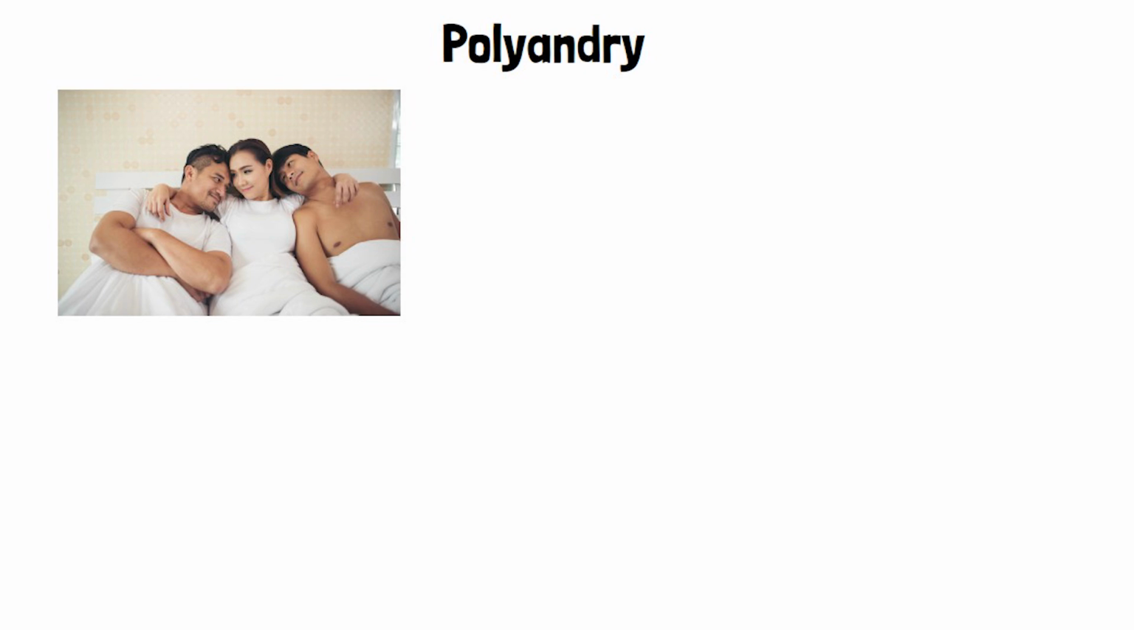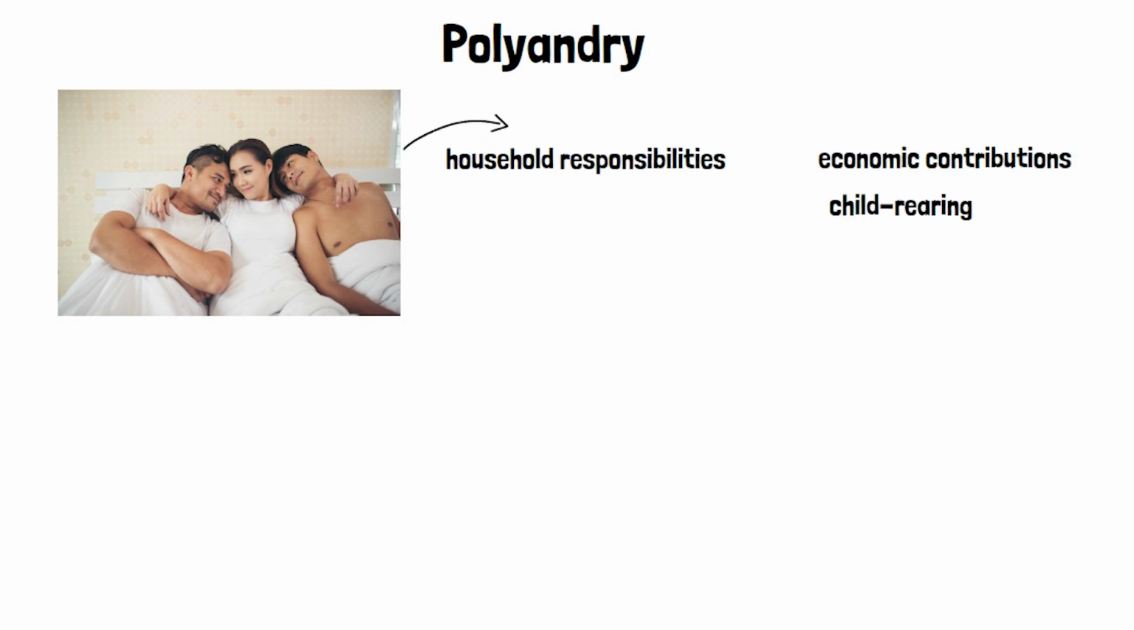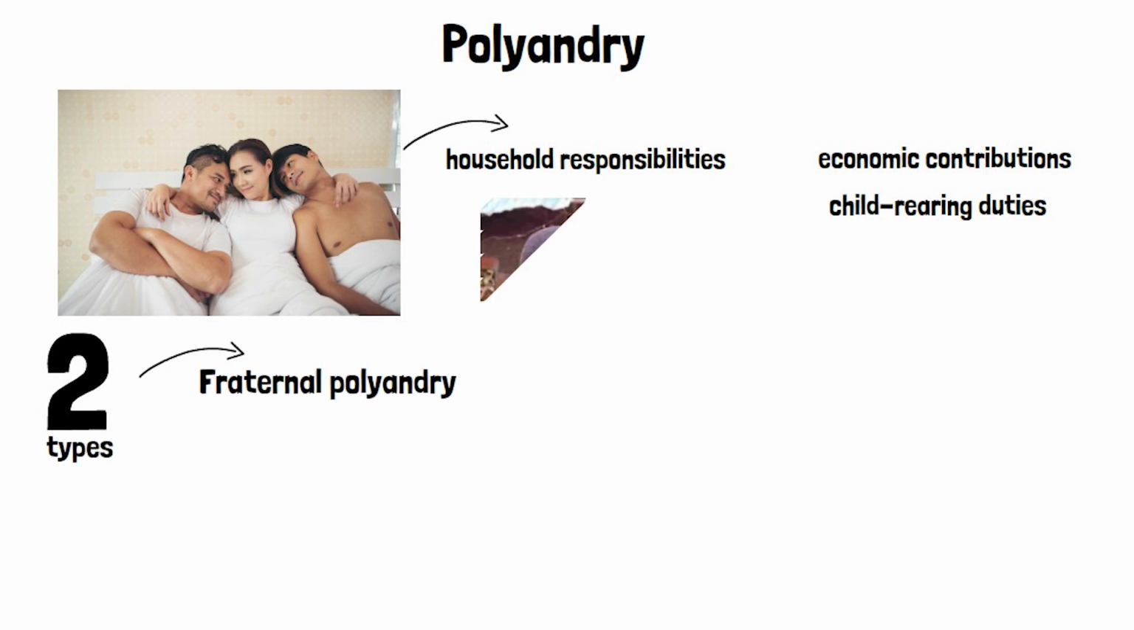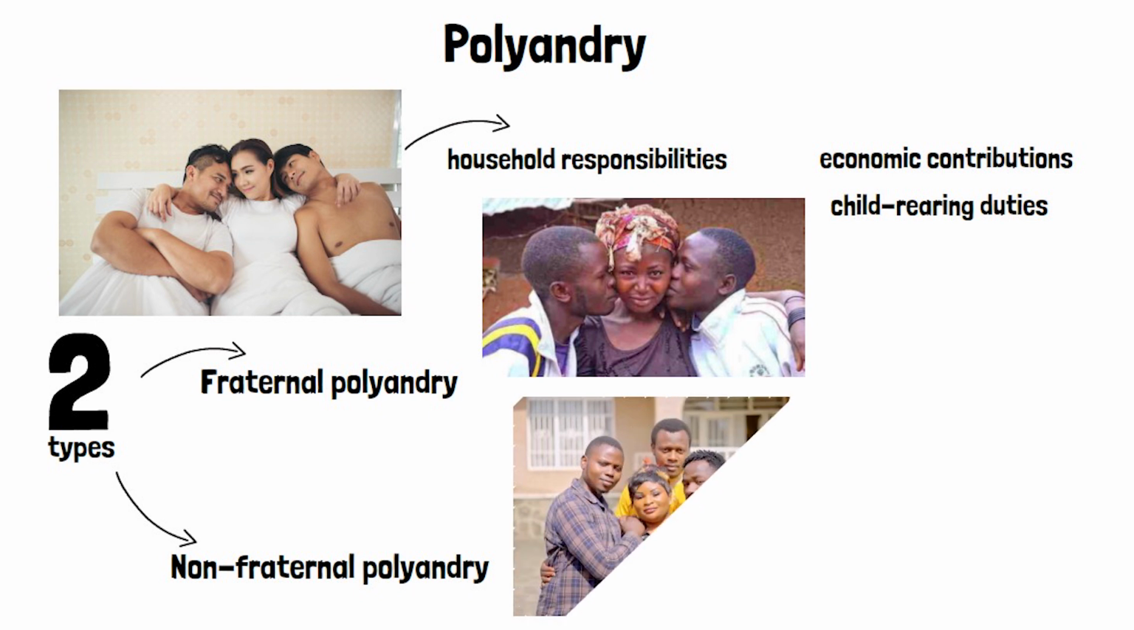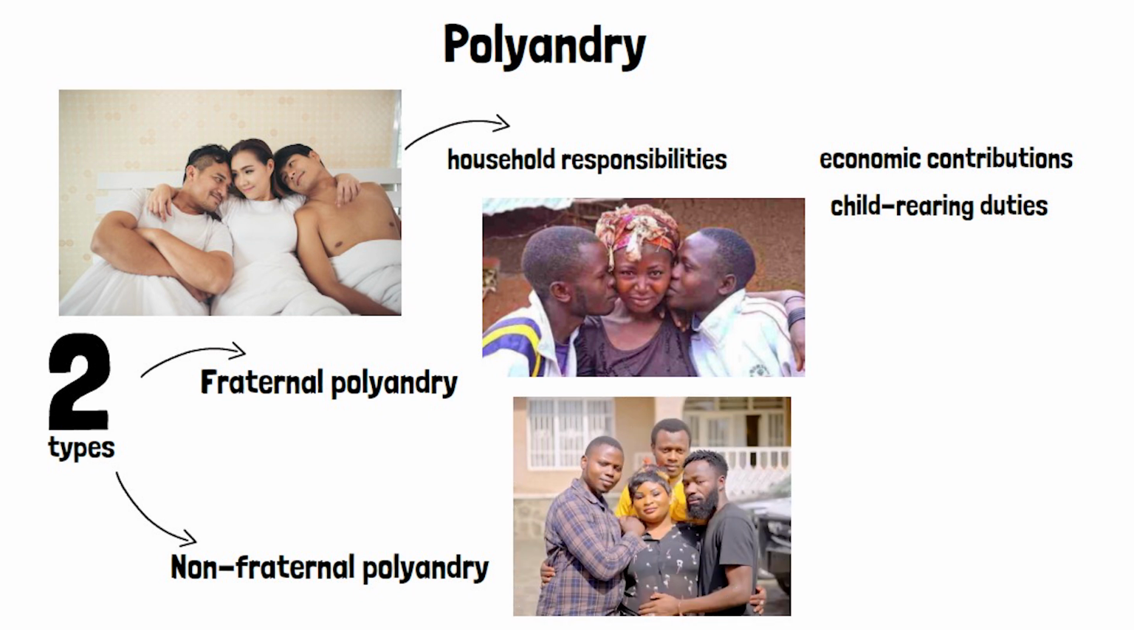Polyandry. Polyandry is a form of marriage where a woman has multiple husbands who share household responsibilities, economic contributions, and child-rearing duties. It comes in two types. Fraternal polyandry, where a woman marries brothers to maintain family property and reduce resource division. And non-fraternal polyandry, which is less common and involves husbands who are not related.